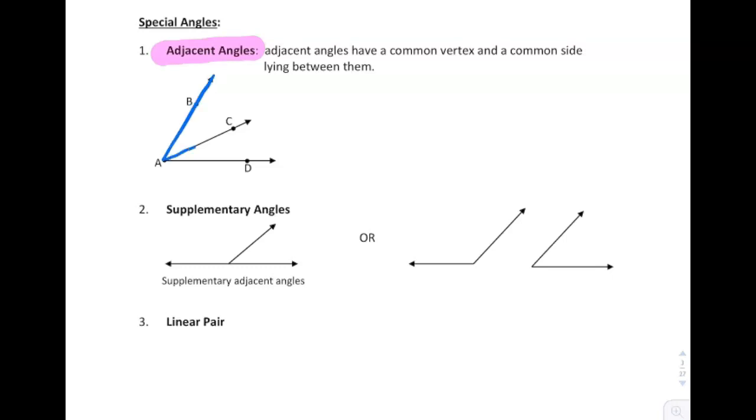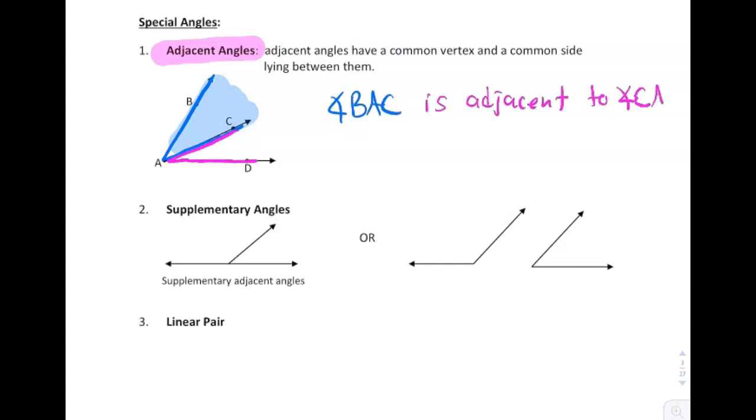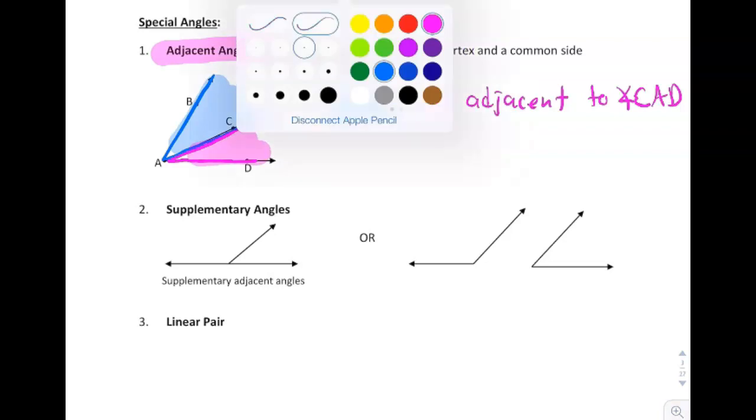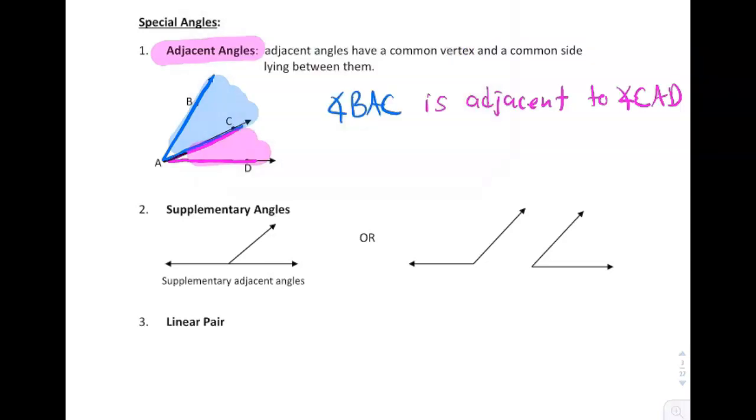So angle BAC, right? We'll call it angle BAC. That's this one in here, right? That would be adjacent to angle CAD, because CAD is next door, meaning it shares this ray as a wall. They share that common wall, so they're adjacent. They're right next to each other.